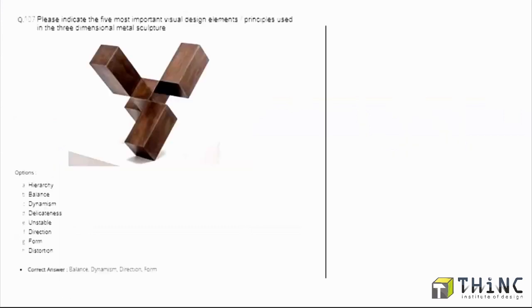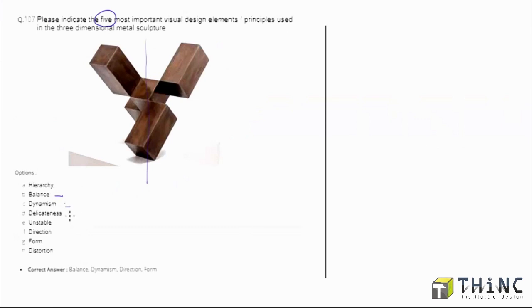Moving on to the next one. Please indicate again the five most important visual design element principles used in the three-dimensional metal sculpture. Okay. So let's see which ones they are. So here the options are hierarchy, balance, dynamism, delicateness, unstable, direction, form, and distortion. So let's see. The first one would be the balance. This is a very good composition which has a very good balance on both the left and right sides. Okay, the next one is dynamism. It is very dynamic. It has a sense of movement.